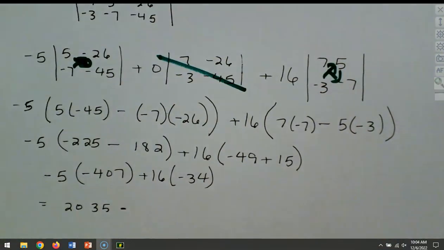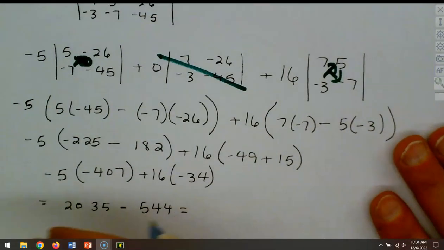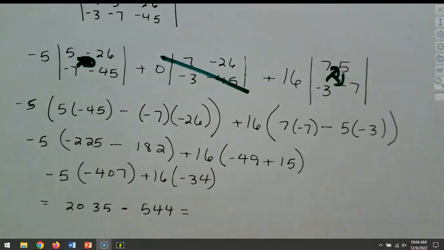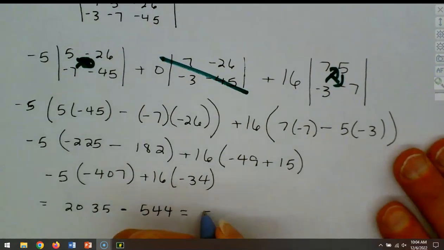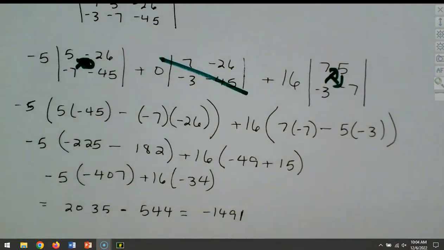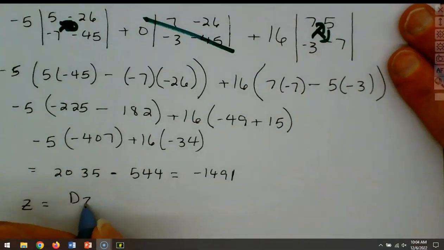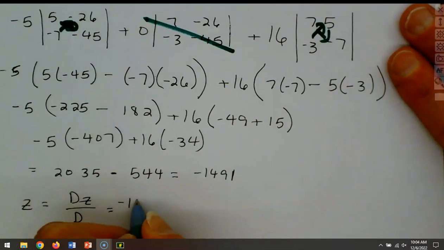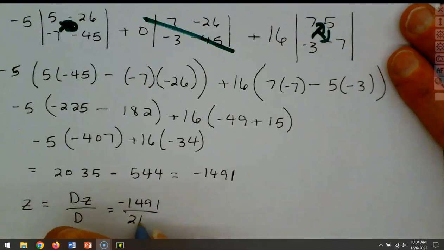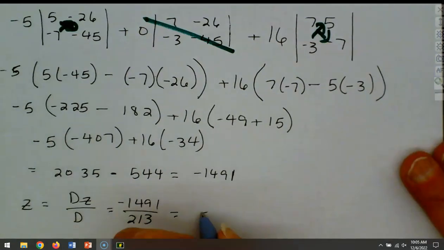Single negative makes that negative. So 16 times a negative 34 there makes it a minus 544. And then we'll put those together. And we end up with a minus 1491. And it works. Okay, so what does our z look like? And z is dz over d, which is minus 1491 over 213, which comes out to a negative 7.